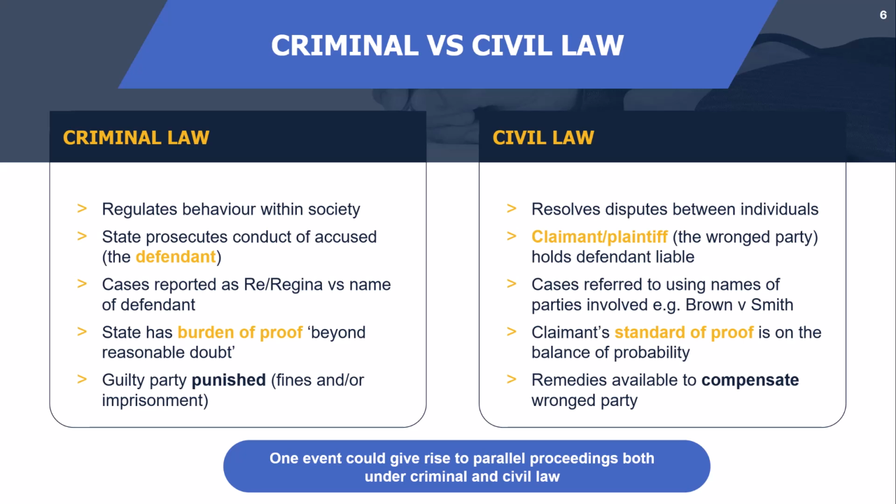And one event could give rise to parallel proceedings in both. So if I was, for example, drink driving, and I happened to injure somebody, I would be prosecuted in the criminal law for drink driving, and they'd have to prove beyond a reasonable doubt that I was driving drunk. On the other hand, the person I injured could sue me for negligence, and they would do that in a different court, and they would just have to prove on the balance of probabilities I was drink driving, and that drink driving led to their accident. So you can have one incident that gives you liability under both.